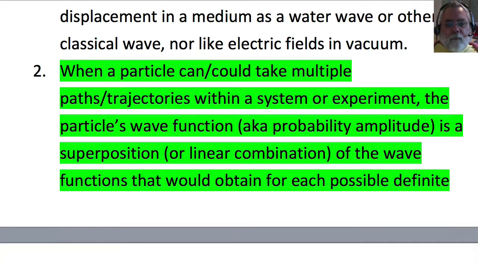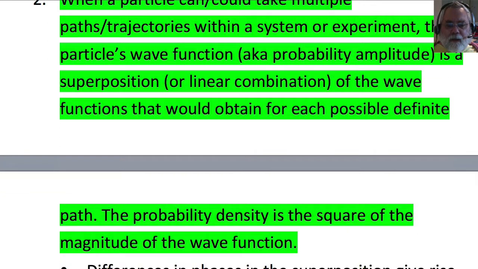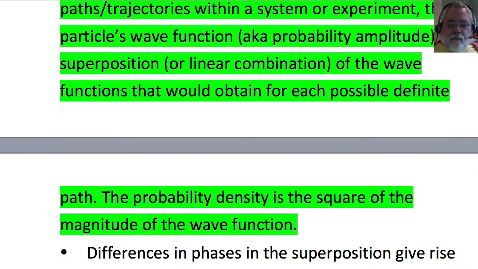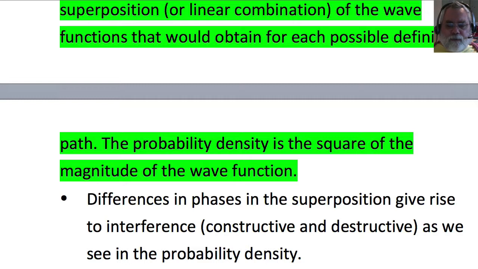When a particle can take multiple paths or trajectories within a system or experiment, the particle's wave function or probability amplitude is a superposition or linear combination of the wave functions that would obtain for each possible definite path. And the probability density is the square of the magnitude of that superposition wave function. Differences in phases in the superposition give rise to interference, as we see in the probability density.